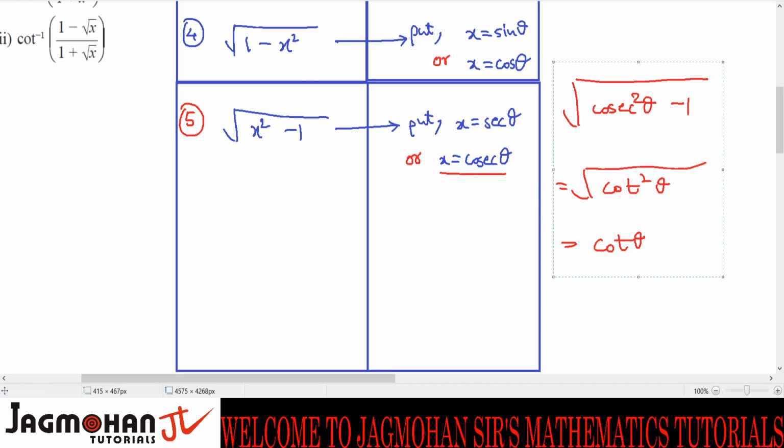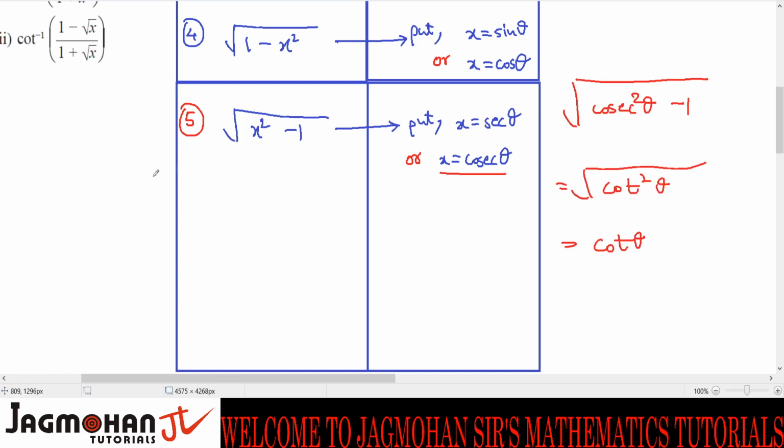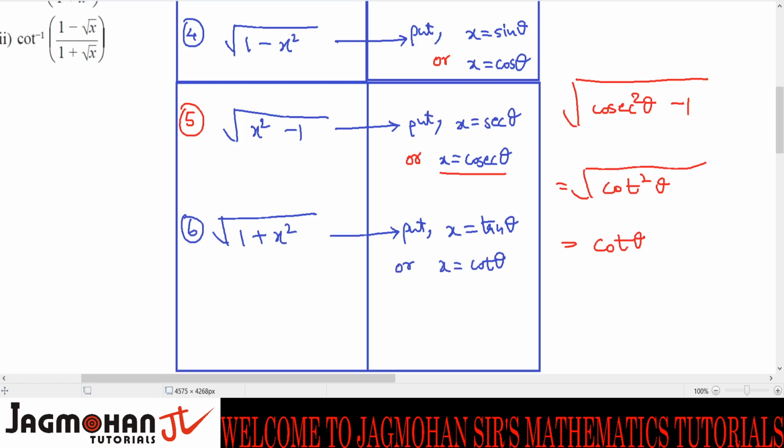See, the sixth is, if inside the square root you have 1 plus x square, then what do you substitute? If inside the square root you have 1 plus x square, yes, you all guessed correctly. It is x equals to tan theta, or x equals to cot theta. And you know the reason why. Why is this done, students? You know the reason for this.